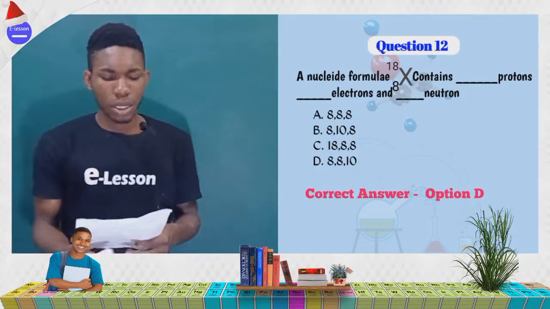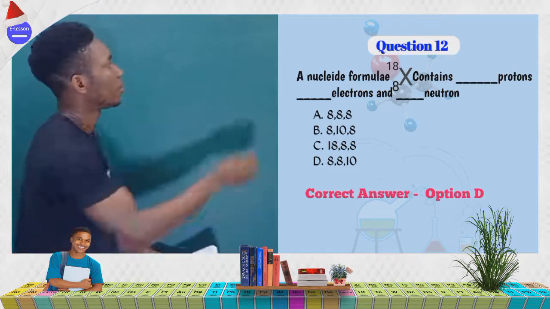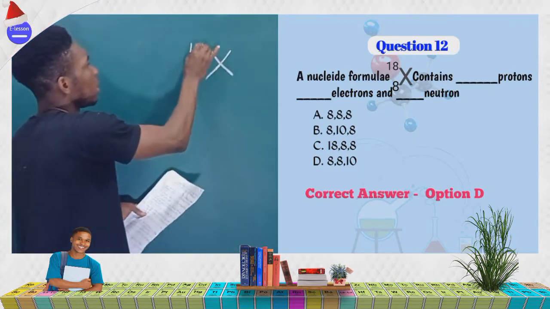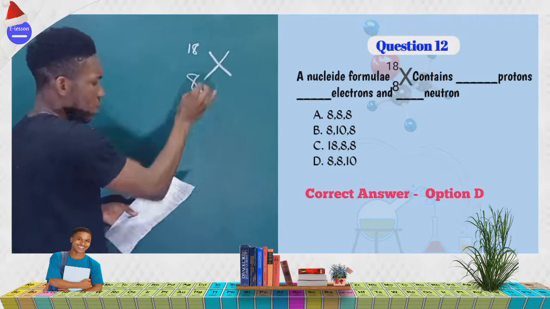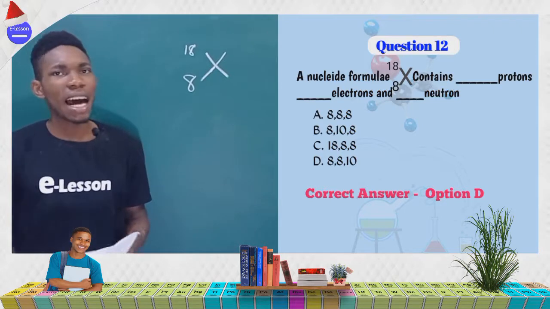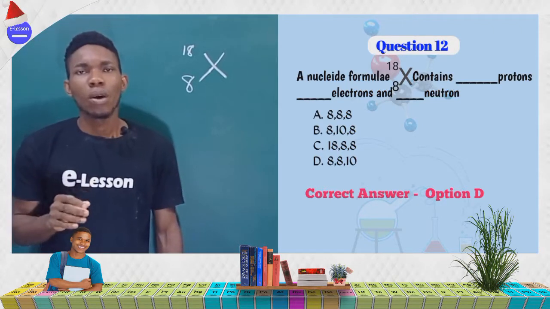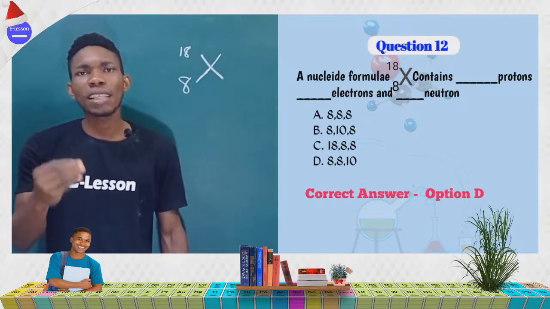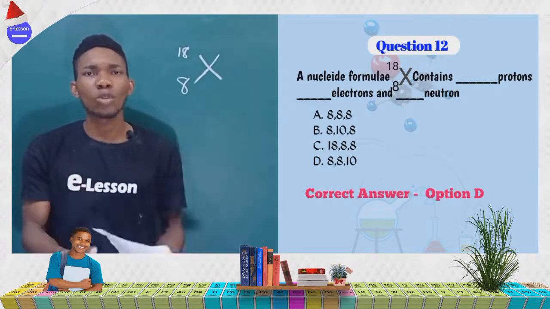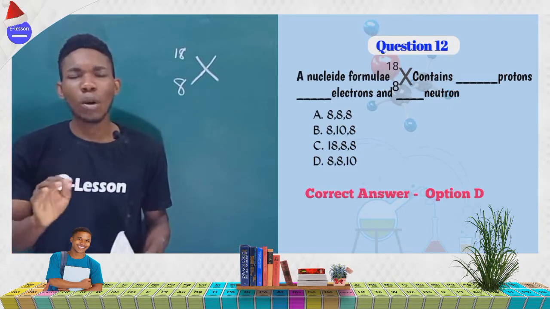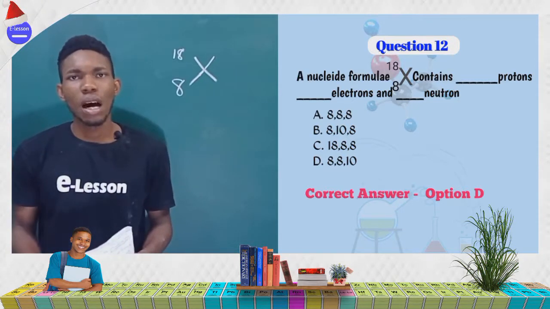Number 2: a nuclide with formula X, with mass number 18 and atomic number 8, contains dash protons, dash electrons, and dash neutrons. What is a nuclide formula? A nuclide formula is a formula that shows the composition of an atom, or the composition of the nucleus. Are we getting it now?